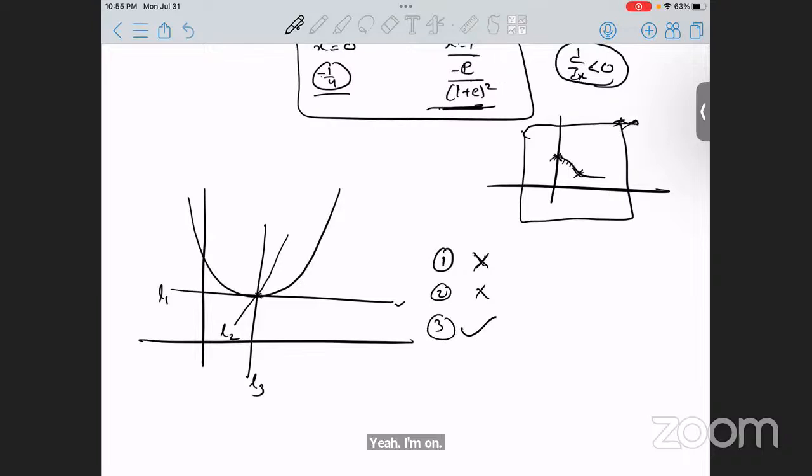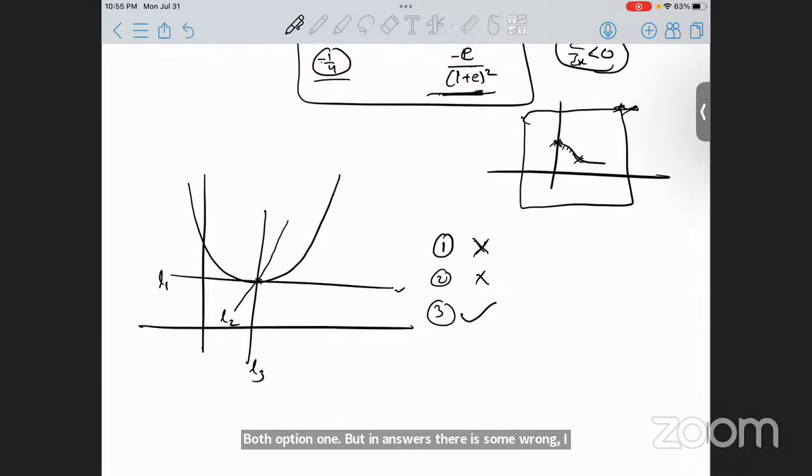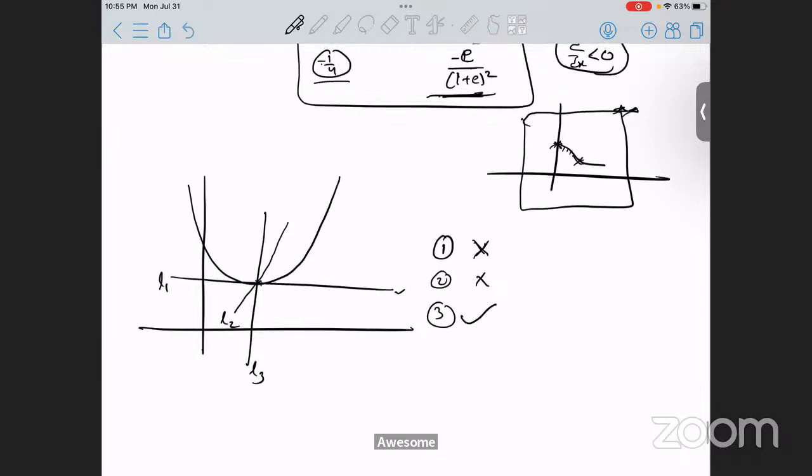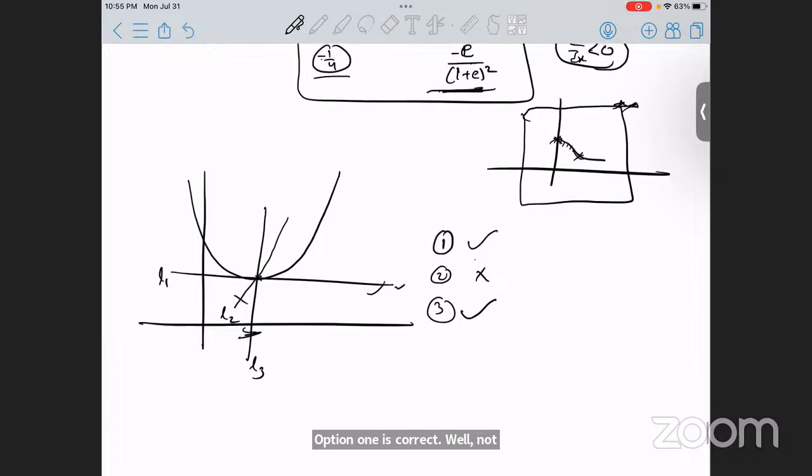None of the above. So both option 1, but in the answers, there is something wrong, I think. L3 is not a tangent. Option 1 is correct because L3 is not a tangent. L2 is not a tangent. Only L1 is a tangent. So 1 and 3 are correct.